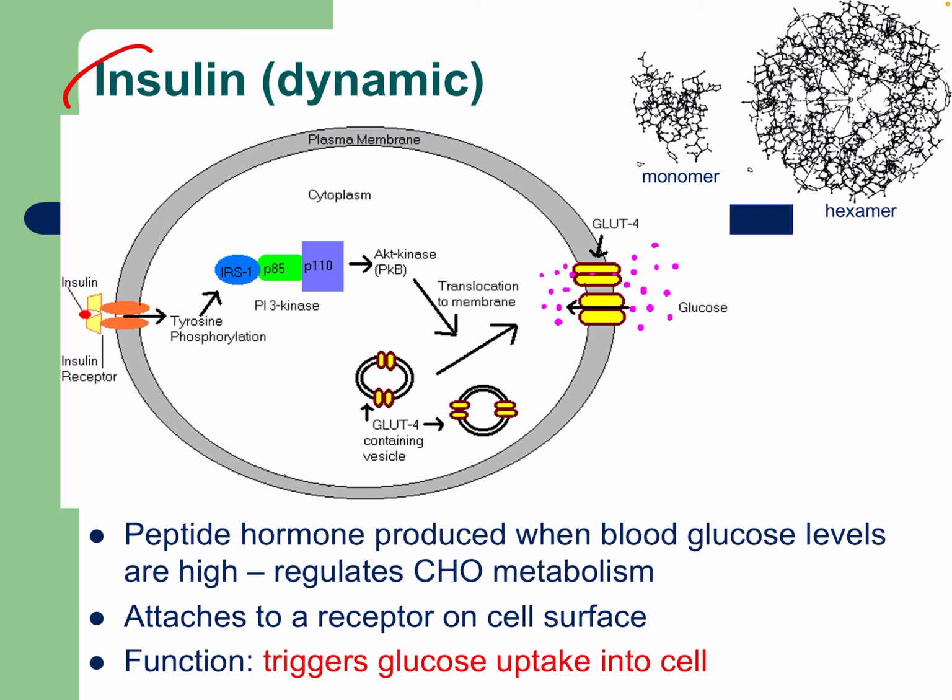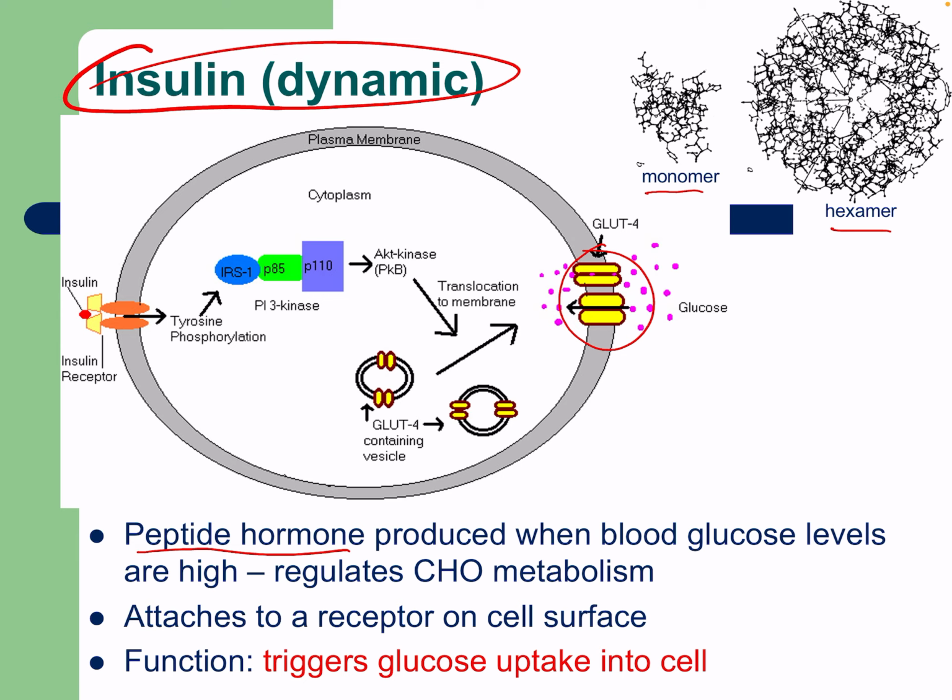So another example is insulin, which is a dynamic protein. Here we can see insulin in multiple forms, a monomer and hexamer. We'll talk about these later with GLUT4 and how glucose is taken up through insulin, but insulin is a peptide hormone produced when blood glucose levels are high, and it regulates carbohydrate metabolism. It's very important. And as you probably know, you've heard of insulin in diabetes.